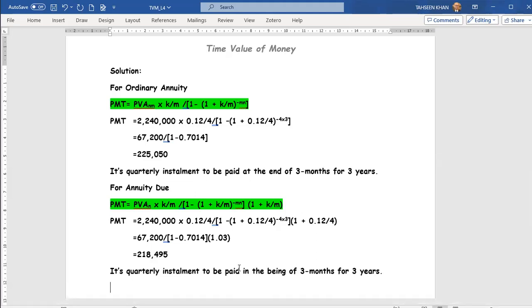In the similar way, you can also calculate the installment for the monthly, that you can do by yourself. Thank you very much. See you in the upcoming video on the same topic, that is time value of money.